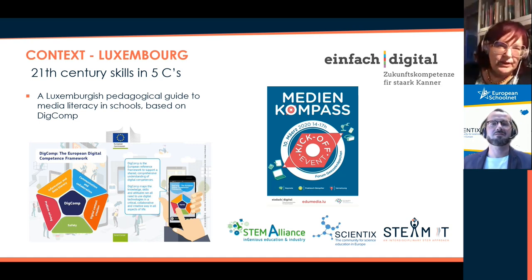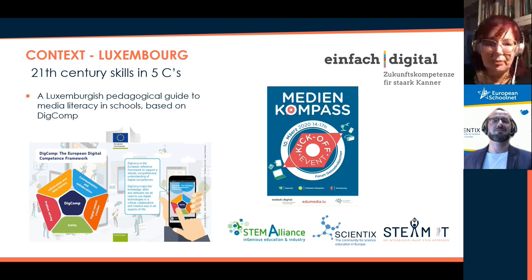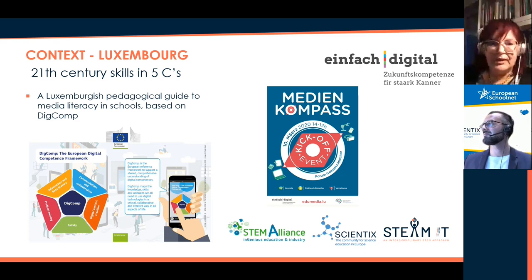Before we got to the subject, we were working on the Luxembourgish Pedagogical Guide to Media Literacy for Schools, and we based this work on the DigComp of the European Commission. So you see the different competency areas of the DigComp, and we adapted it and launched, just before the lockdown, the Medien Kompass. That was the 10th of March 2020. If you want to have a closer look, you can visit the website edumedia.lu and you can find it in French and in German.